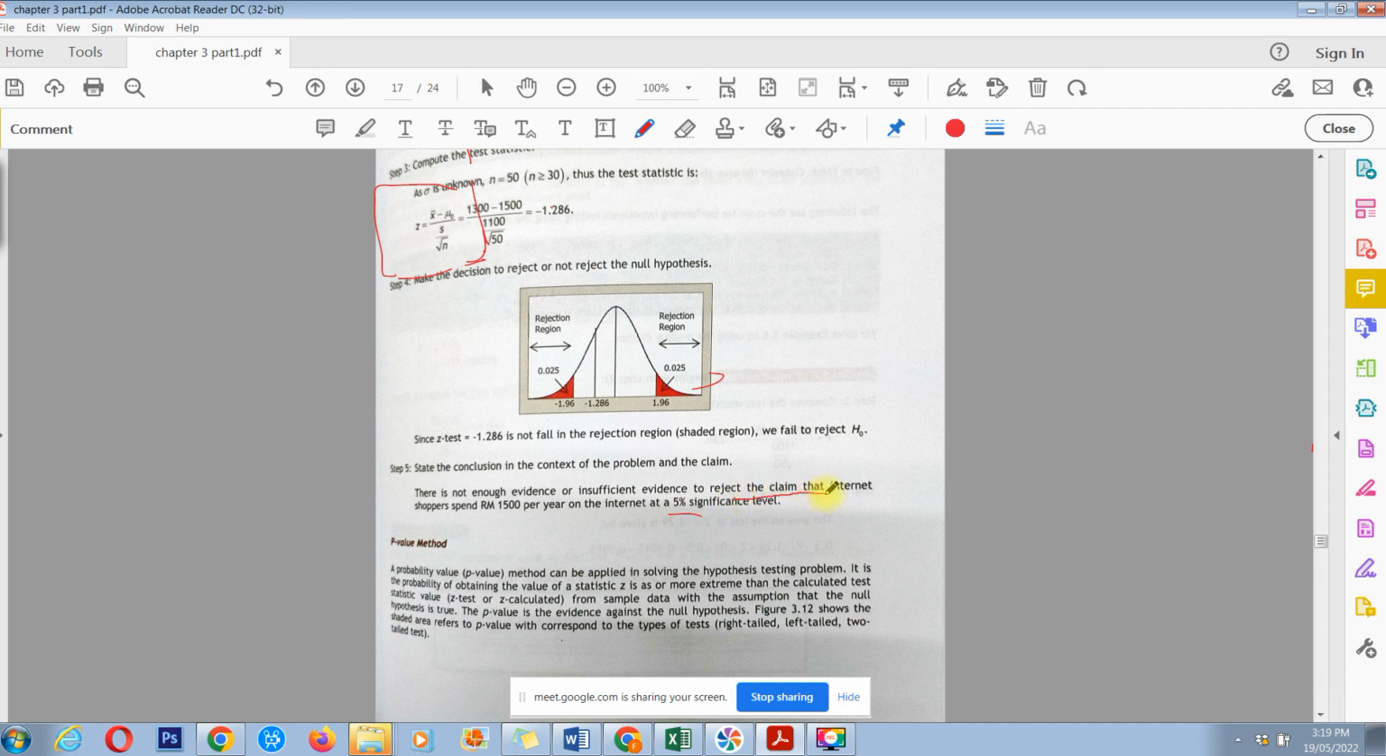Reject the claim that, and then you continue with the claim based on the question, and then whether it is not enough evidence and insufficient evidence, or enough evidence to reject. So you manipulate here.